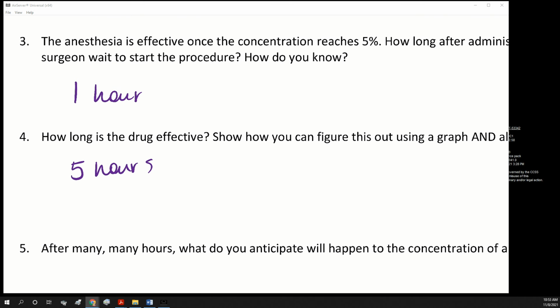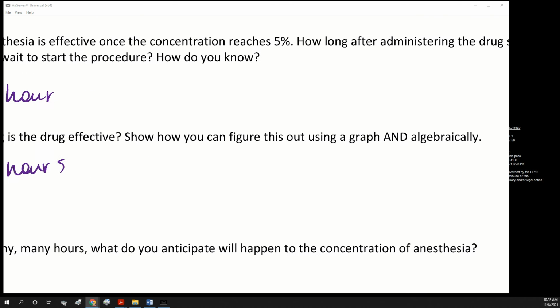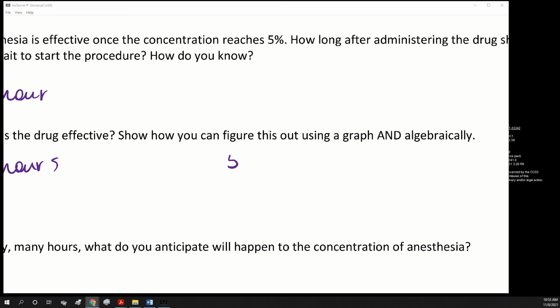But it also tells you to do it algebraically. So to do it algebraically, you would put 5 in for C of T, and then you would solve it for T by multiplying 5 by the T squared plus 6. Right, and then that gives you a quadratic equation that will factor. So we're going to get everything on one side.